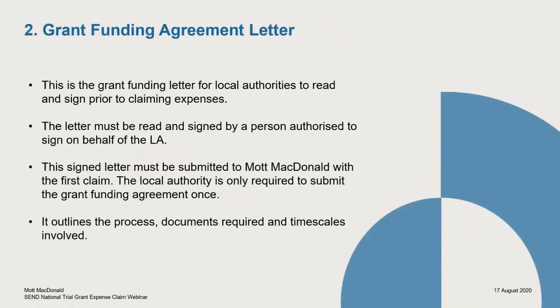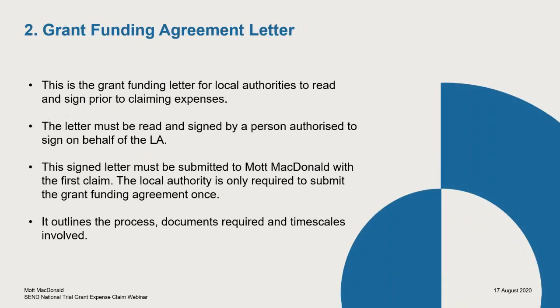So moving on, we then have the Grant Funding Agreement Letter. So this is the grant funding letter for local authorities to read and to sign prior to claiming expenses. The letter must be read and signed by a person authorised to sign on behalf of the local authority. The signed letter must be submitted to Mott MacDonald with the first claim they make. The local authority is only required to submit the grant funding agreement once. It outlines the process, any documents required and timescales involved, and also what can and cannot be claimed for.